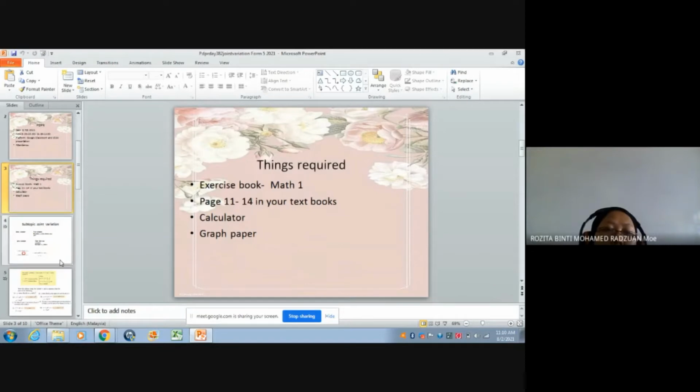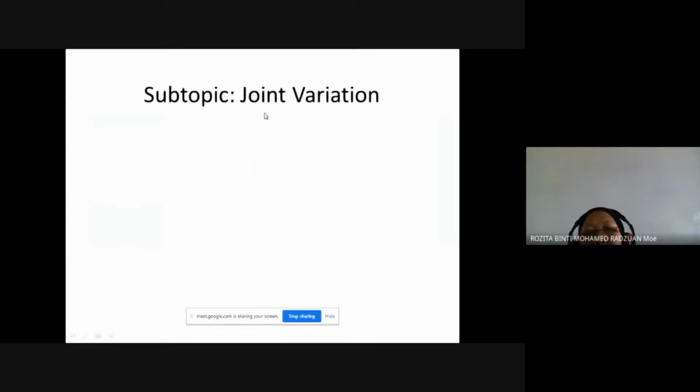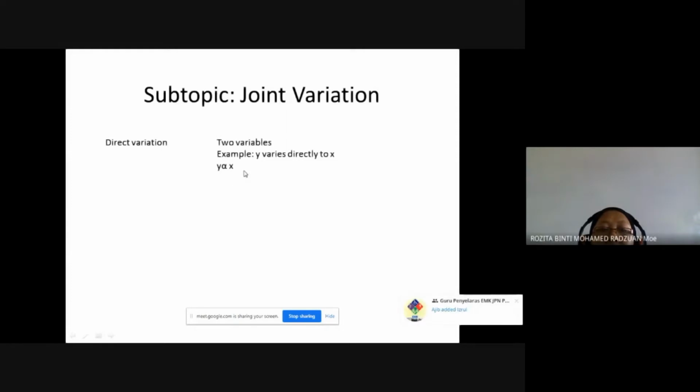Okay, so let's see what is the joint variation. This is my slide for joint variation. What is the joint variation? Let's recall. In our previous lesson, we already learned about direct variation. In direct variation, we just have two variables involved. Let's say we have y varies directly to x, so we write down y varies directly as x. So this is in the form of variation.